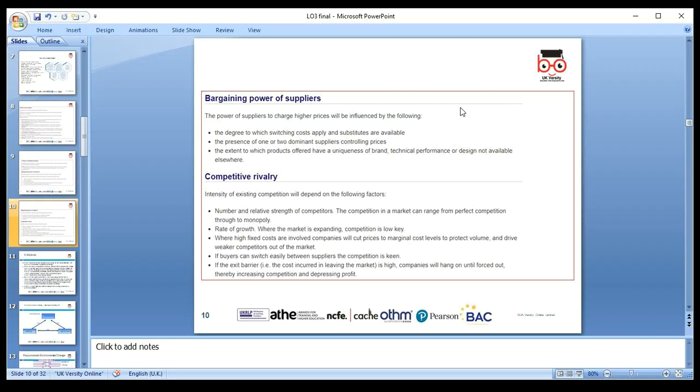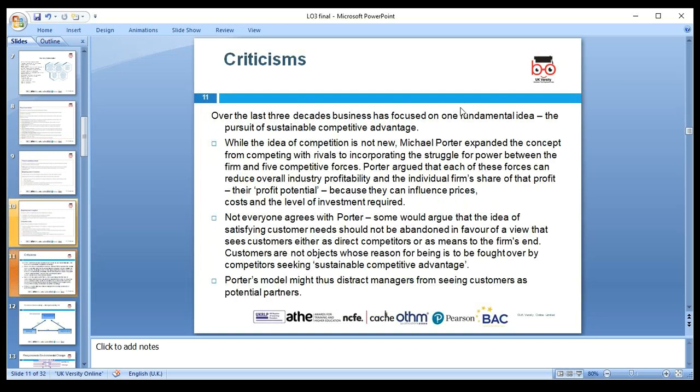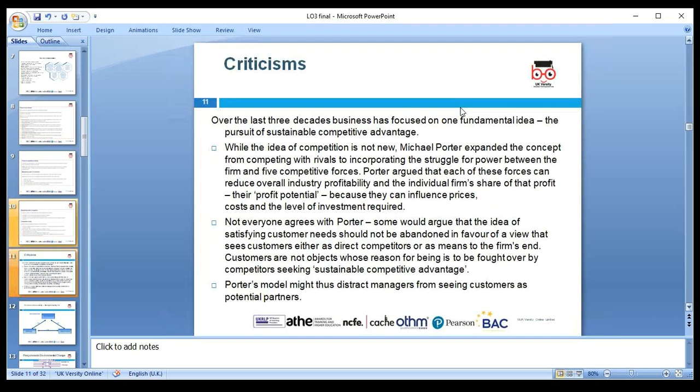For competitive rivalry, we can look at whether it is high or low, the number and relative strength of competitors, and the rate of growth. All these factors we can keep in mind when we do strategic planning, the long-term plan. Anybody, any questions, guys? If you have a question, you can ask.